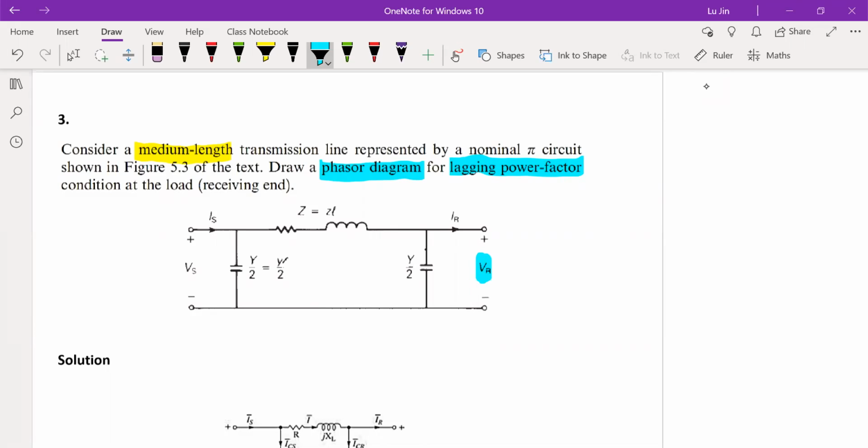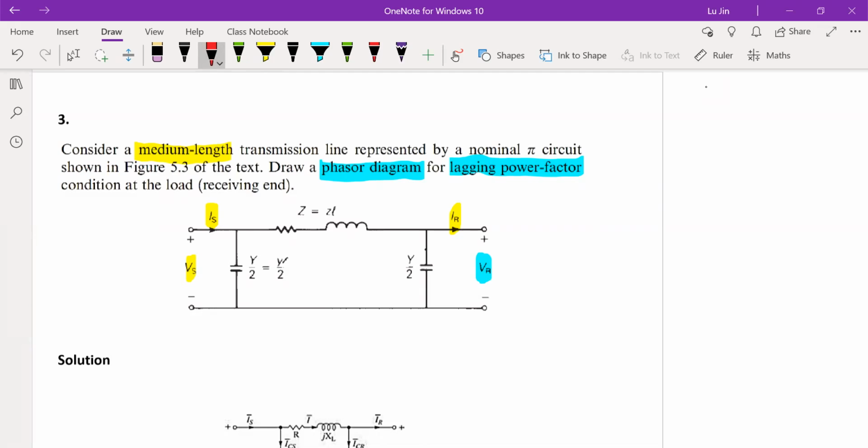VR will be used as the reference, no problem. But how about the other quantities, like IR, IS, and VS? How do we analyze the relationship of IS and VS with respect to VR? That's the key thing for this question. I think this analysis is pretty simple.